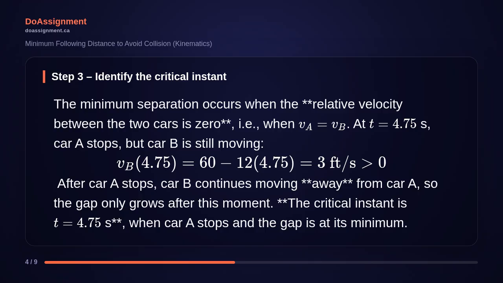The critical moment is when the gap between the cars is smallest. That happens when both cars have the same velocity, or in this case when car A stops at 4.75 seconds. At that moment, car B is still moving forward at 3 feet per second, so the gap is at its minimum right when car A stops.